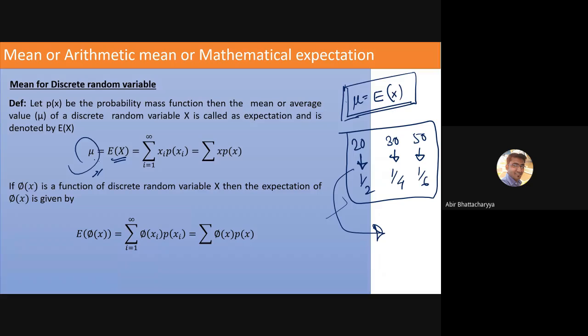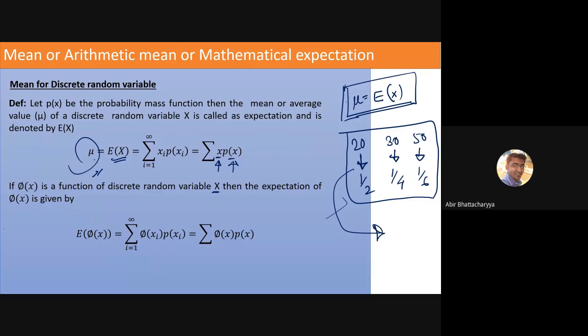Now, what is the expectation? It is the summation of x times p of x. So we multiply x, which is the weight, with p of x, the probability, and then add them. Gradually we'll get it. Now, phi of x is a function of the discrete random variable x.